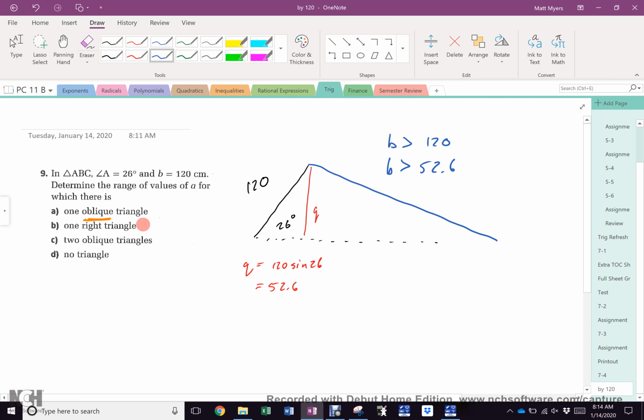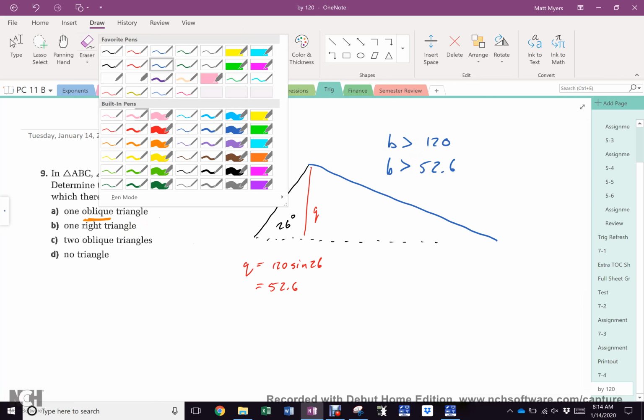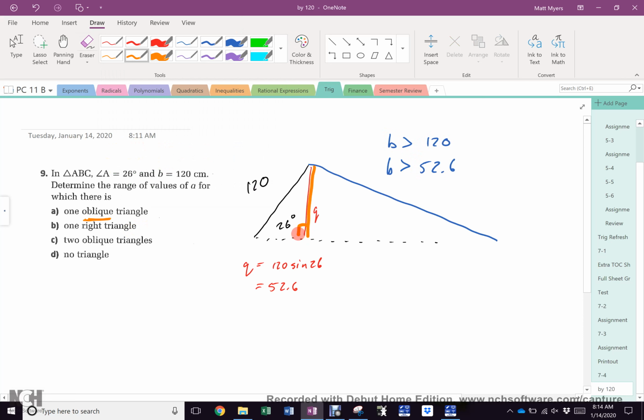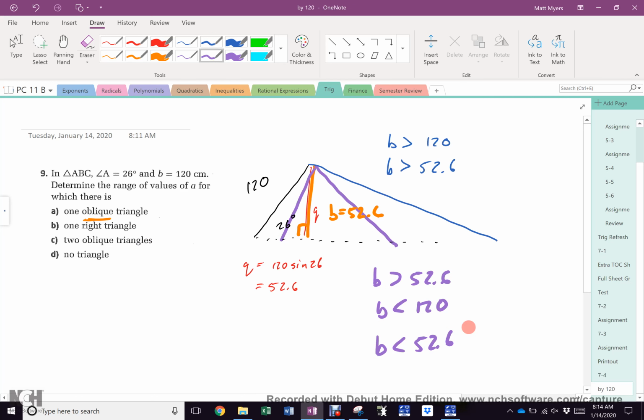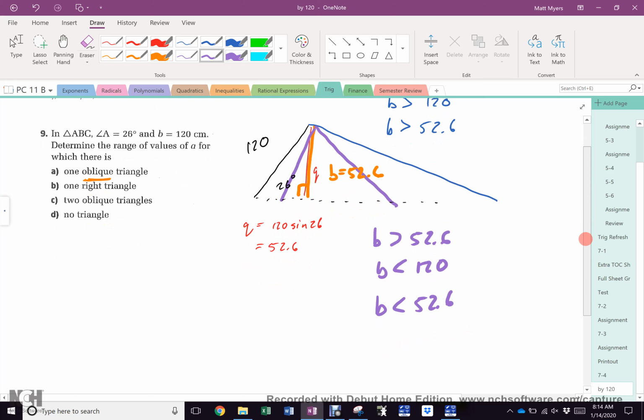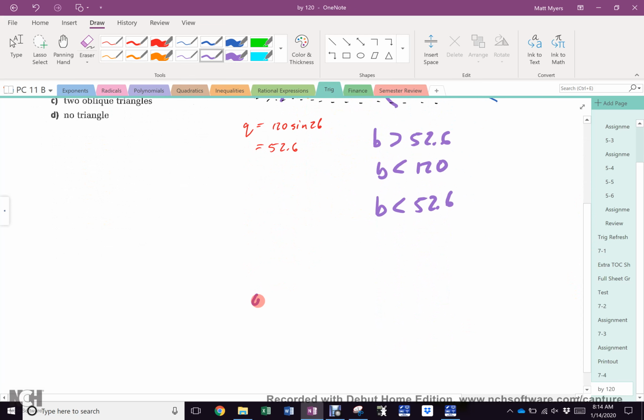To have one right triangle, that'll be the orange one, then B equals 52.6. Two oblique triangles, that would be the purple one. That means it could go there or there. B is greater than 52.6, but B is less than 120. And finally, no triangles. That is when B is less than 52.6. Is everybody cool?